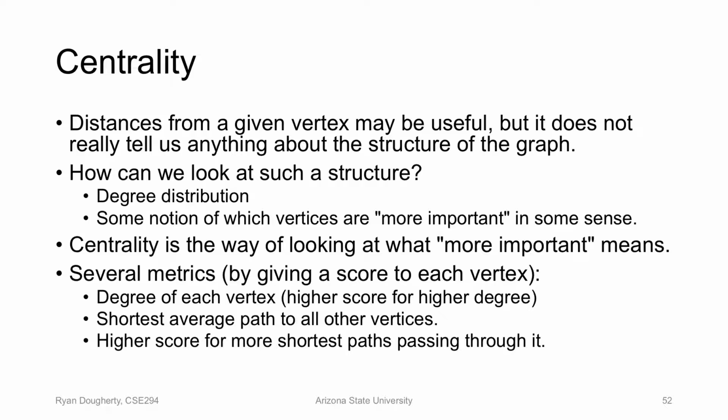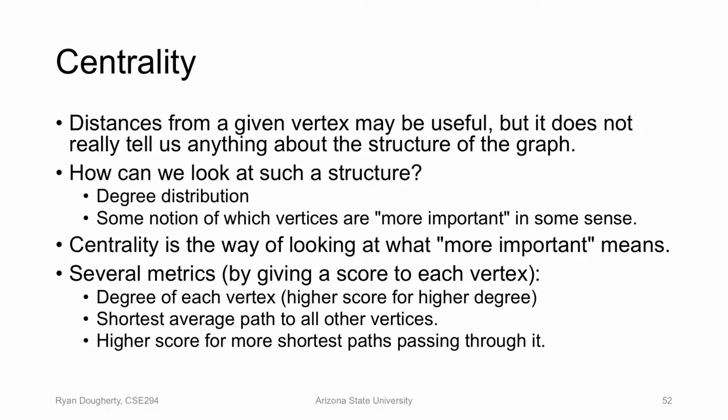More shortest paths passing through it. So maybe I want to give a score to this bridge vertex for betweenness centrality, but maybe I want to find the betweenness of other vertices, which may not necessarily be a bridge. Like maybe if I delete them, it still stays connected, but it may be important in this metric still.